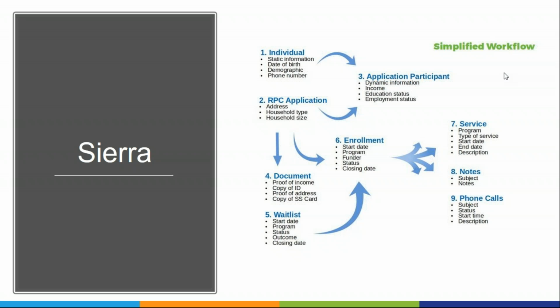So we have the individual module. We store information like the date of birth, demographic of the individual, phone number, their social security number. Then we have the RPC application, which has some of the information on the household, like address, household size, household type, etc. Then we have the enrollment module, where we keep track of the start date, which program the client enrolls into, which funder funds that enrollment, the status of the enrollment, and closing date.